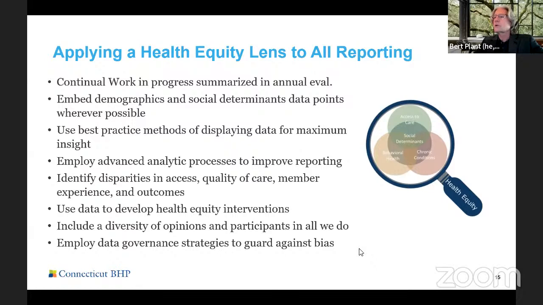We try to include a diversity of opinions and participants in all that we do, because that helps to inform us of what's needed and provide different perspectives. And one of the things I'll talk a little bit about in an upcoming slide is we employ data governance strategies to guard against bias, because you can unwittingly perpetrate bias in your algorithms or in your data management if you're not careful.